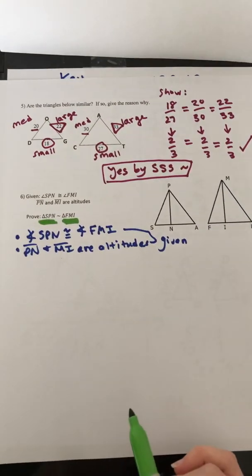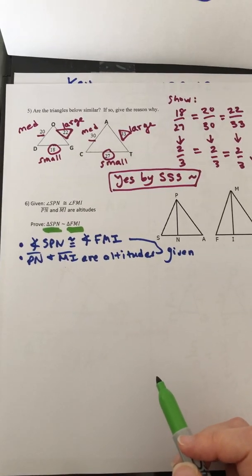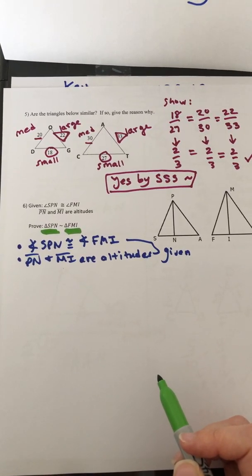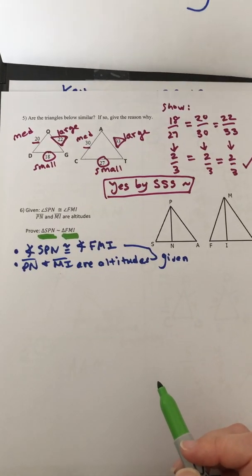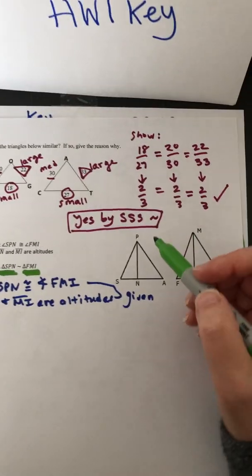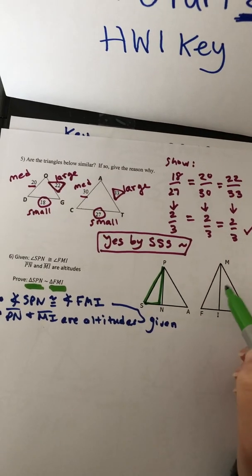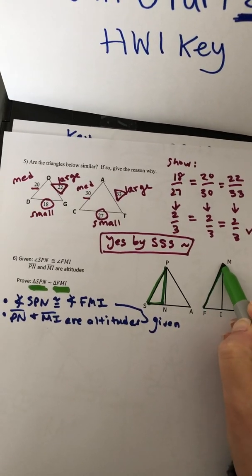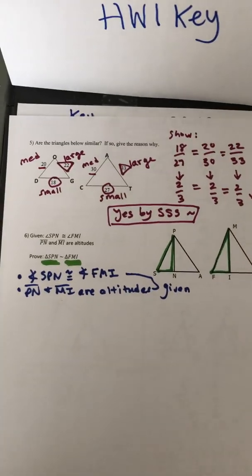Now the last question is a proof. We are given 2 facts. I've written the 2 facts down. Angle SPN is congruent to angle FMI, and PN and MI are altitudes. And now we're trying to look to see if the 2 triangles are similar. We're trying to prove that. Well, which 2 triangles? There's a lot of triangles over here. Please highlight triangle SPN and triangle FMI. Those triangles are the ones we are trying to prove similar.